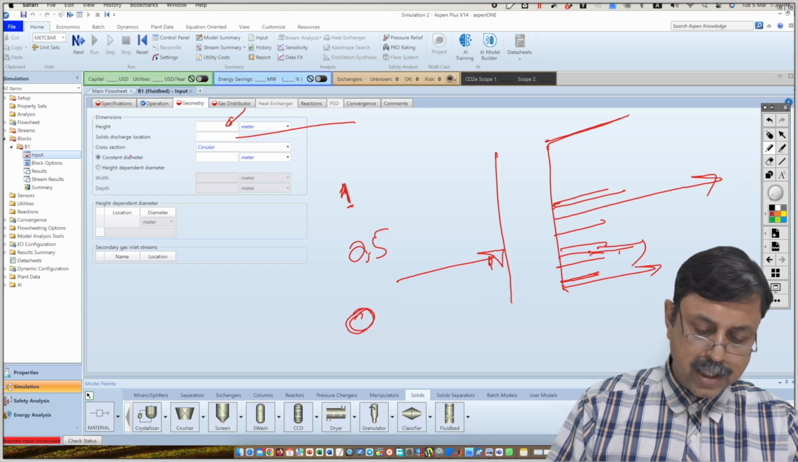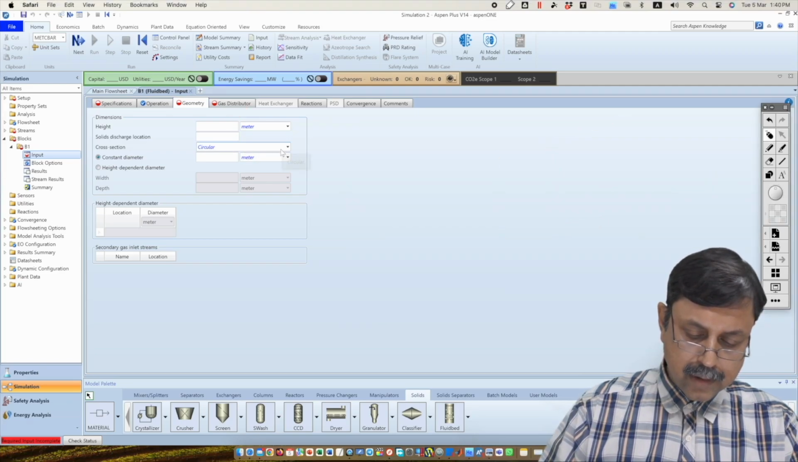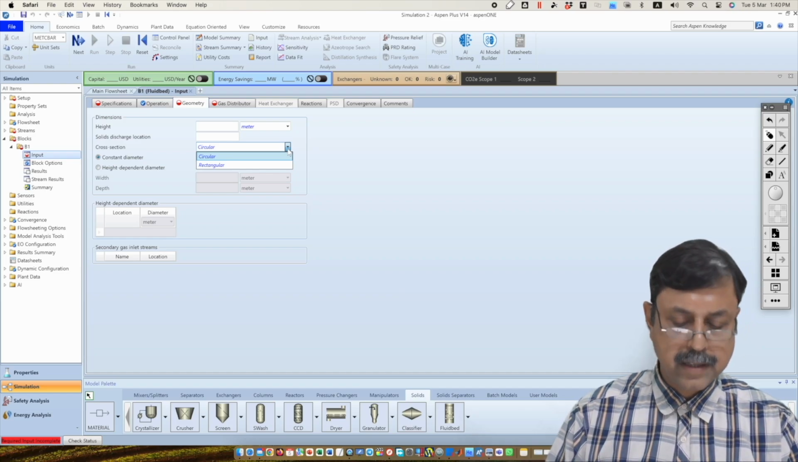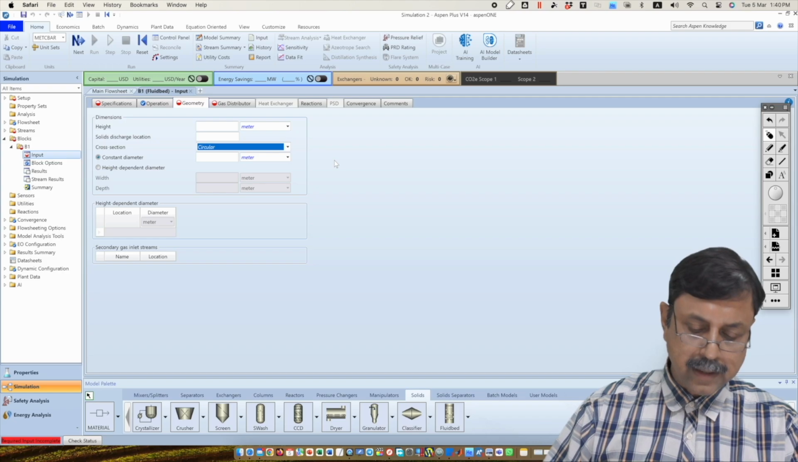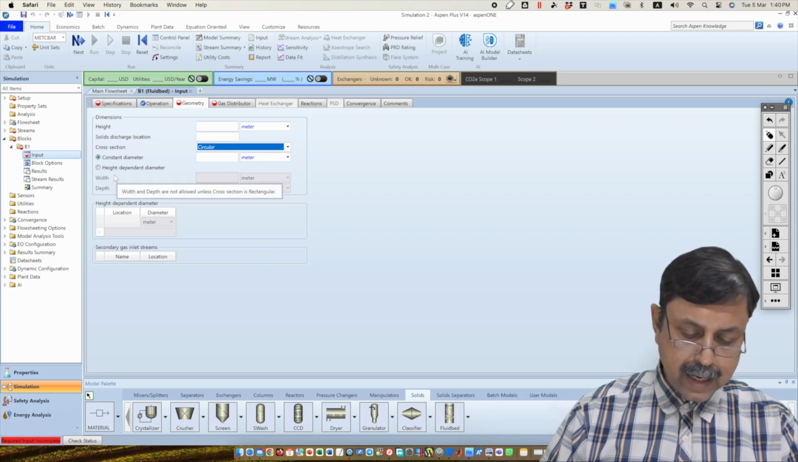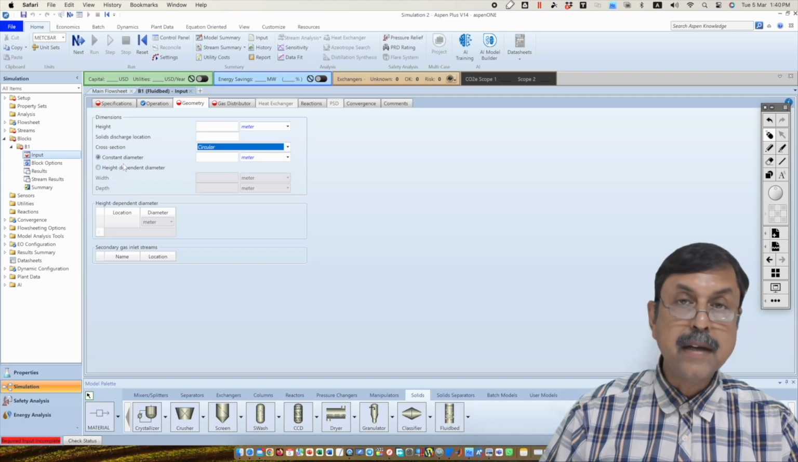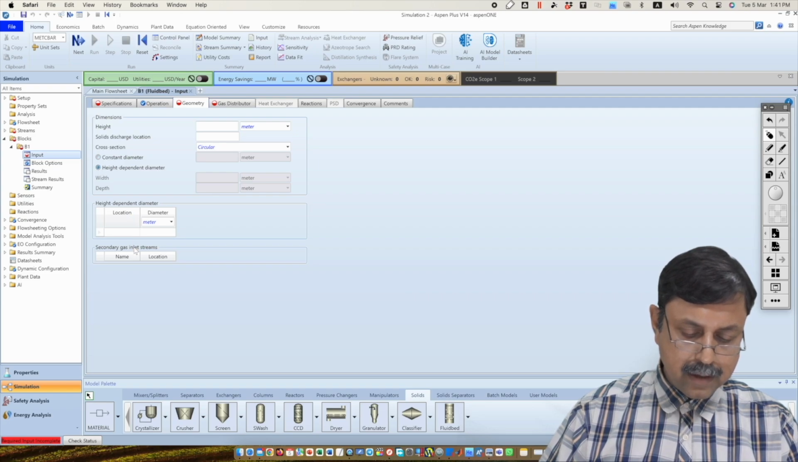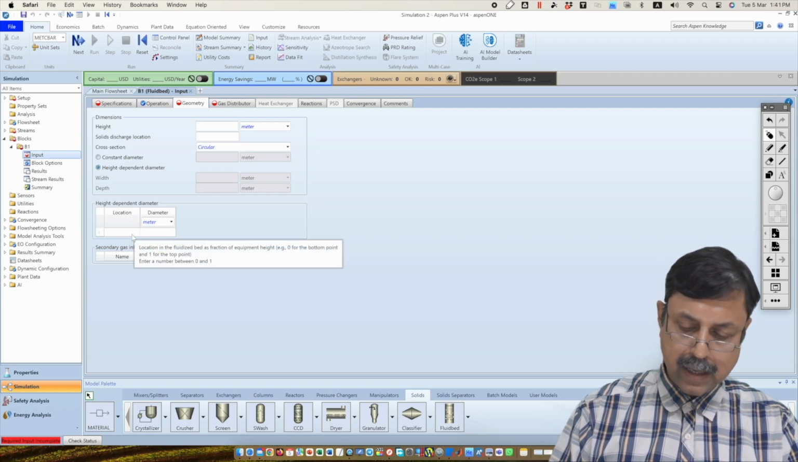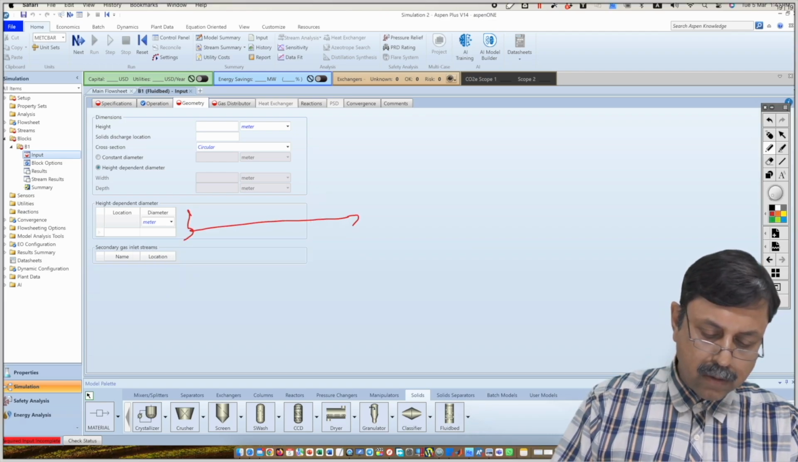Then the cross section. There are 2 options. One is circular, another is rectangular. If you choose a circular vessel, then you have to provide the diameter of the vessel, or if you feel that the diameter is height dependent, then you have to provide a table, which will be populated over here.